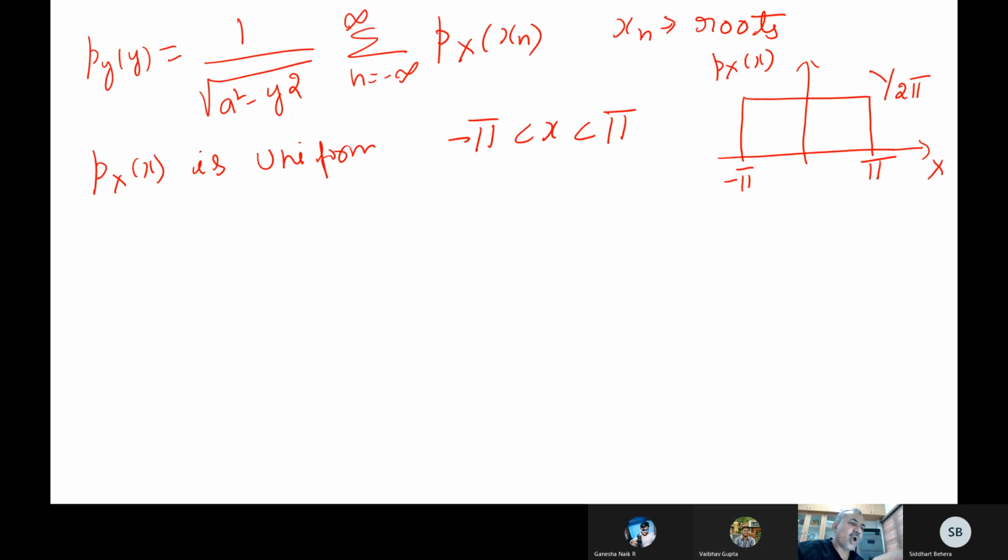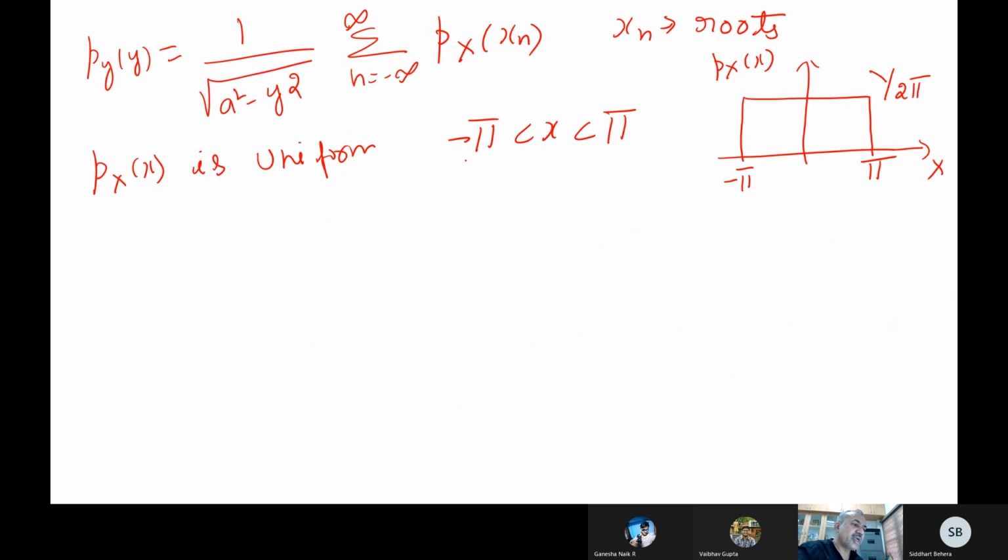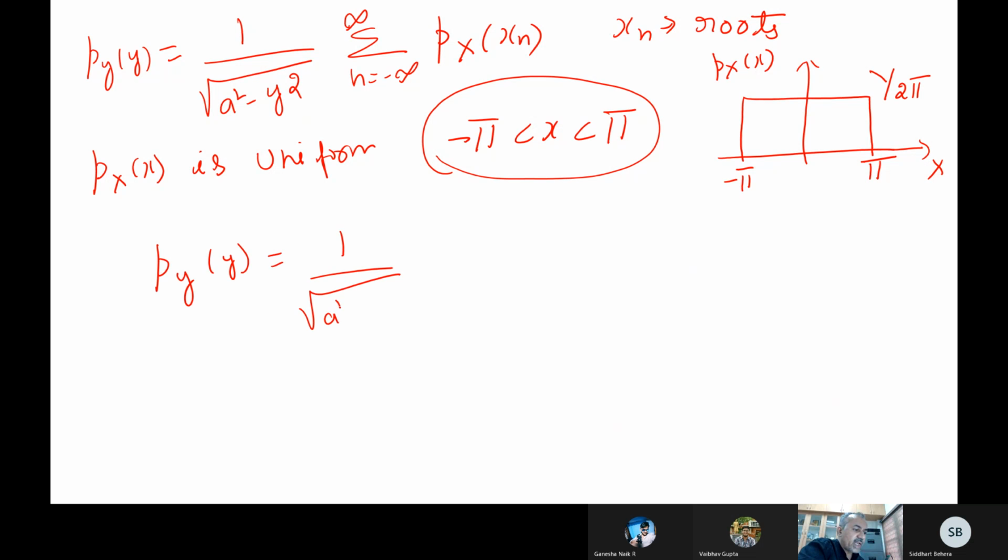Okay, and now in this problem, previously we said px of x was from minus infinity to infinity, and now we are restricting x from minus pi to pi. So when x is more than pi, or less than minus pi, its probability is almost 0 itself. And now what will be py of y? Now you tell me, 1 by root of a square minus y square. So how many roots are possible from minus pi to pi?